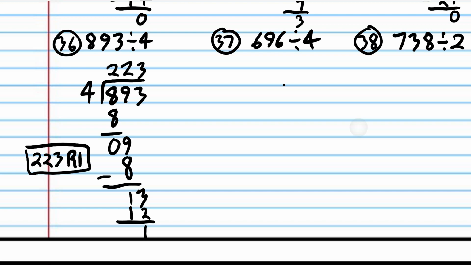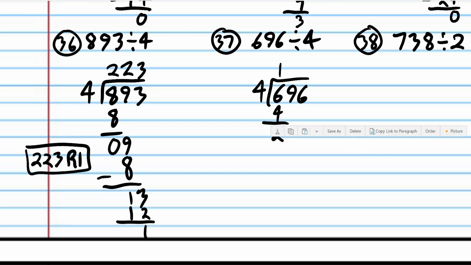All right, we're back. 696 divided by 4. 4 goes into 6 one time. 4 times 1 is 4. 6 minus 4 is 2. And the 2 down here is smaller than the divisor, which means that we're on the right track. So we always have to bring down the 9, or bring down the next number.